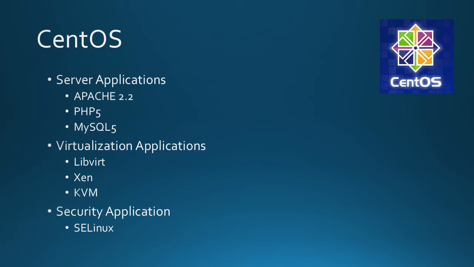Next, I will talk about the features of CentOS that are different from Red Hat. First are its server applications. CentOS supports Apache 2.2, PHP 5, and MySQL 5. The virtualization capabilities for CentOS include libvirt, Xen, and KVM. And the security feature for CentOS is called SELinux.